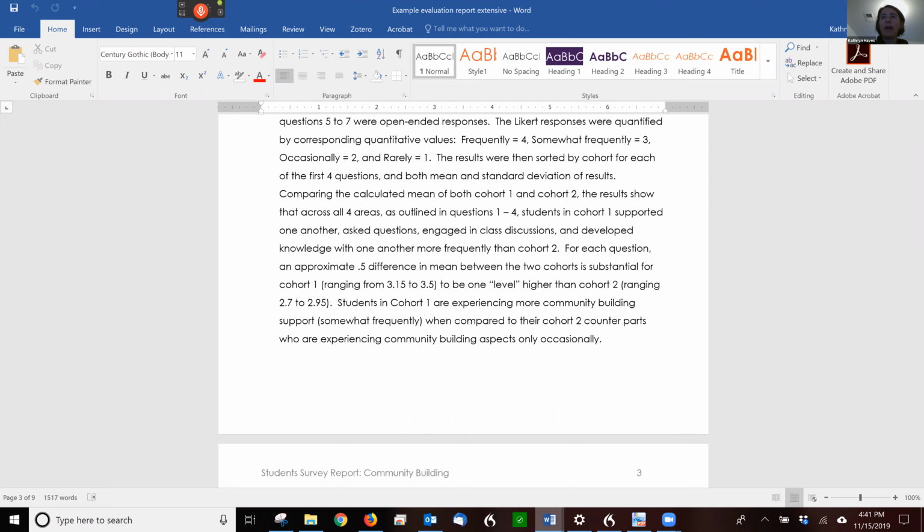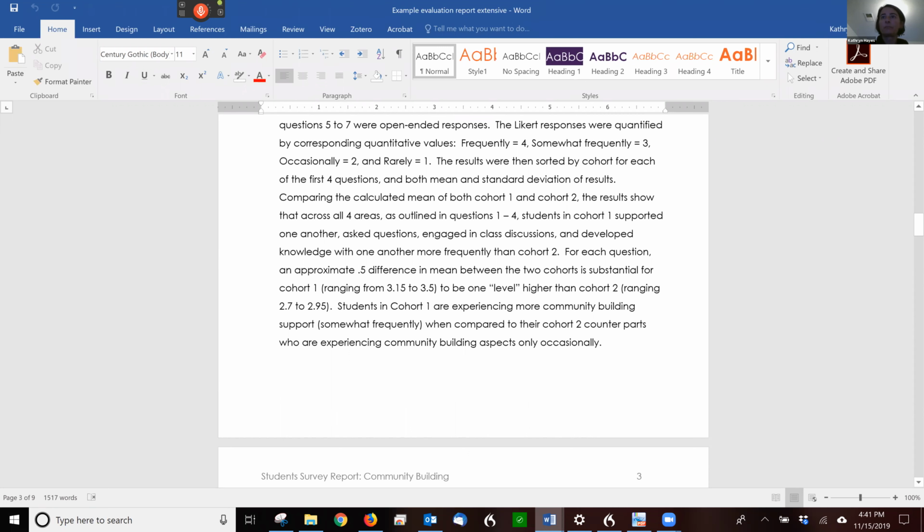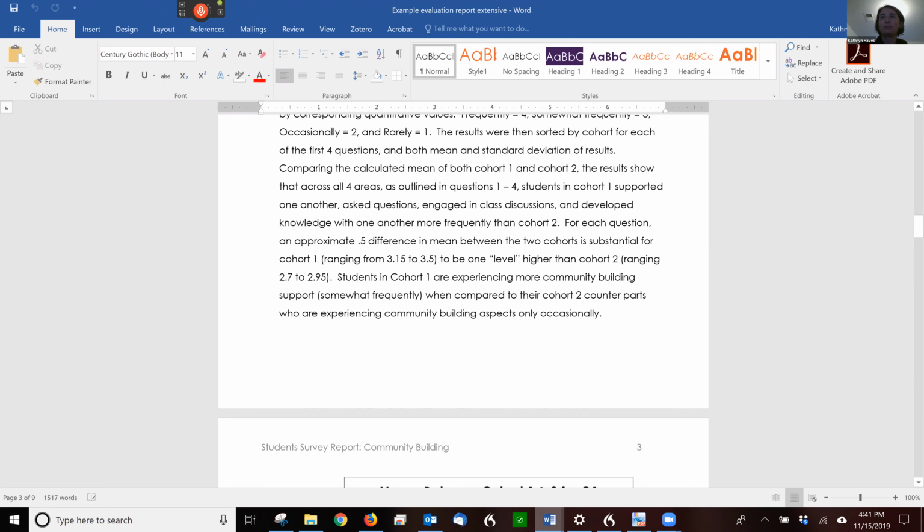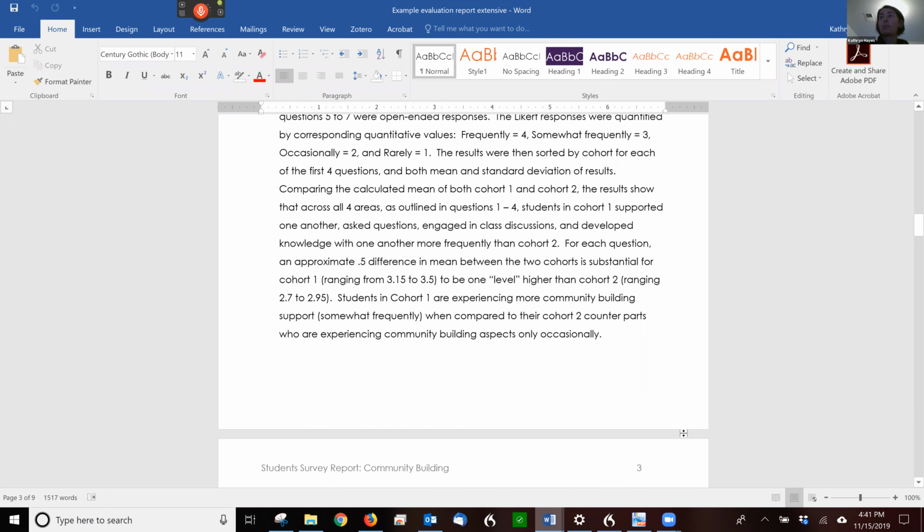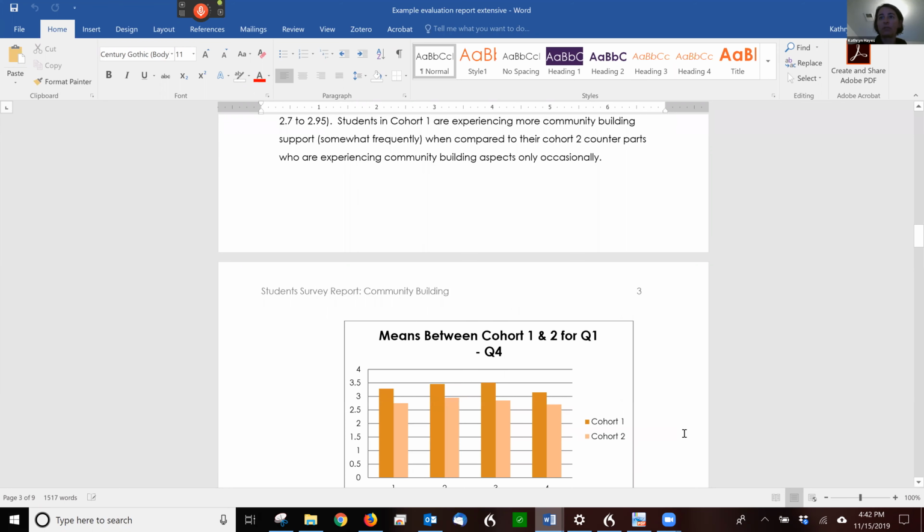Now they say that for each question, an approximate 0.5 difference in mean is substantial. Now, I'm not sure exactly what they mean by that, because probably what's substantial is 1 standard deviation difference, right? So I know all of you are very into standard deviation. That's one way actually to talk about effect size, if one group is 1 standard deviation different than another group. Or even half a standard deviation different is pretty decent.